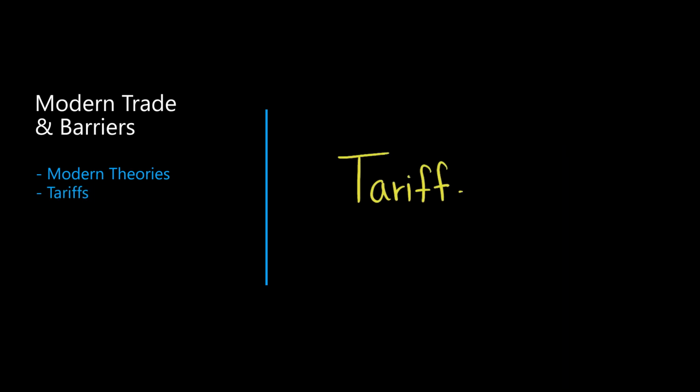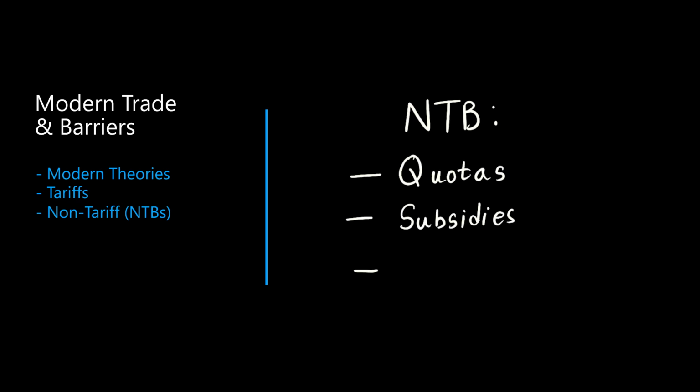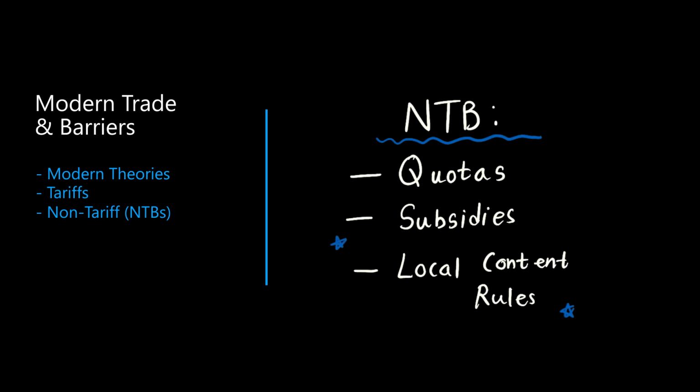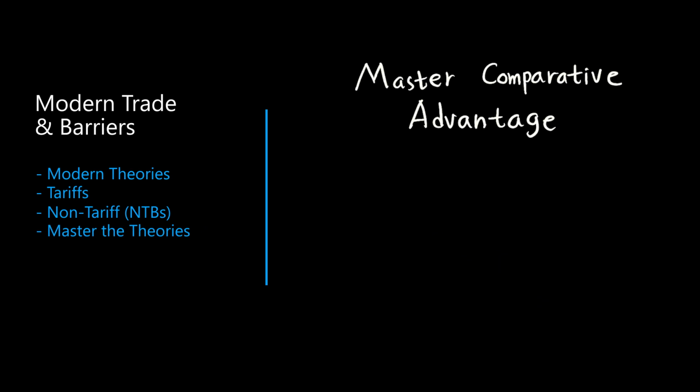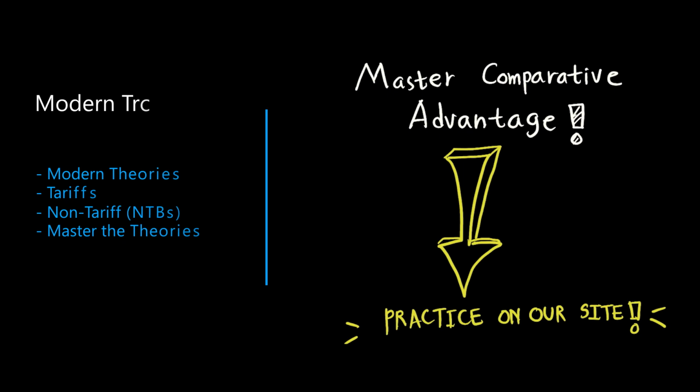Of course, countries don't always trade freely. They use trade barriers. A tariff is a tax on imports. But you also need to know about non-tariff barriers. These are more subtle. They include import quotas, a limit on quantity, subsidies to domestic producers, and local content requirements. A rule that a certain percentage of a good must be made domestically. If these trade theories, especially comparative advantage, feel challenging, that's perfectly normal. Working through problems is the best way to master them.